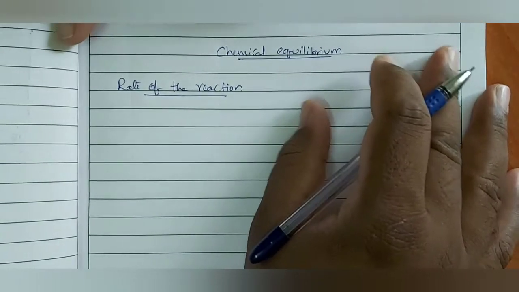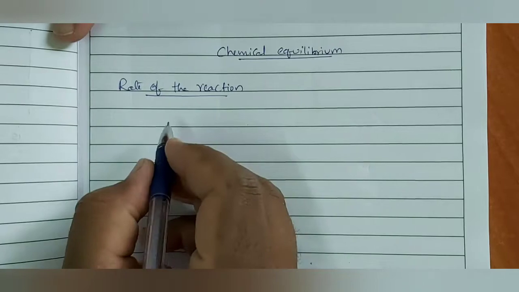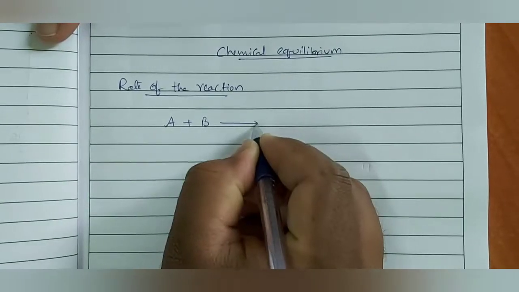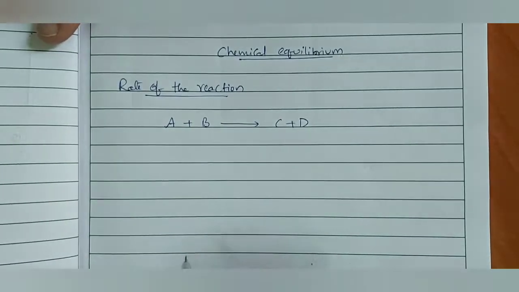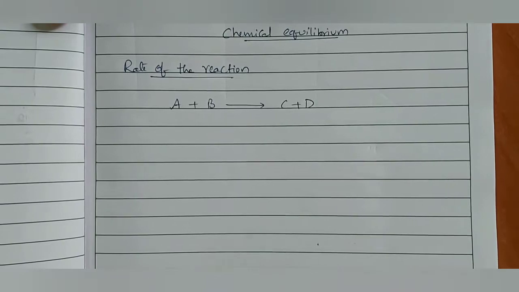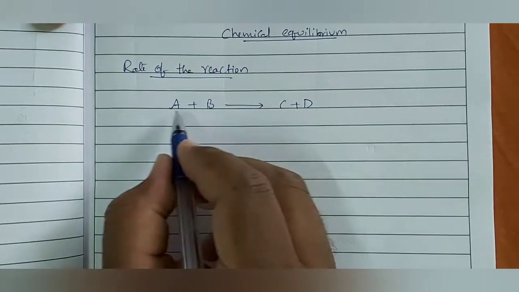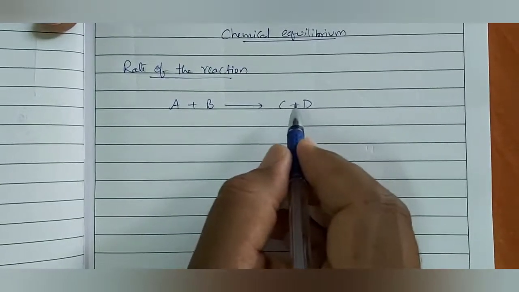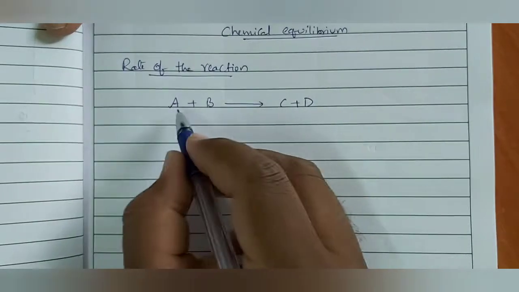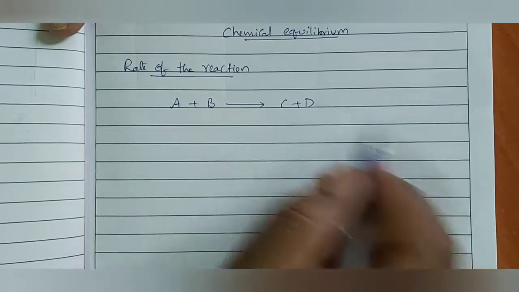Is it clear? Now coming to the rate of the reaction, let us consider A plus B gives rise to C plus D. This is the reaction happening. A and B are reactants. They will undergo reaction to form C and D. These are products.